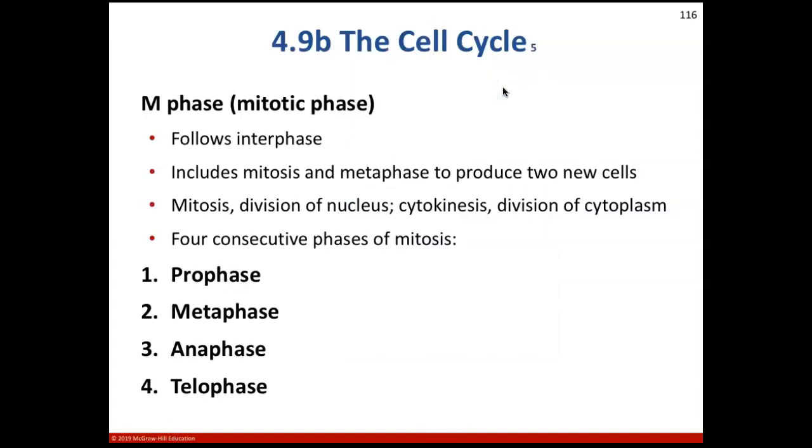Now let's move into our M phase, or mitotic phase. This is going to follow interphase. We've got mitosis and cytokinesis in order to produce 2 new cells. The processes that will take place are mitosis, where we have division of the nucleus, and cytokinesis, where we have division of the cytoplasm. In our phases of mitosis, we will have these 4 consecutive phases take place: prophase, metaphase, anaphase, and telophase.